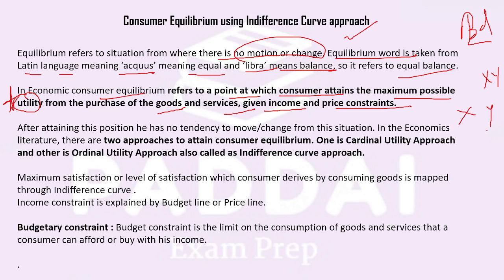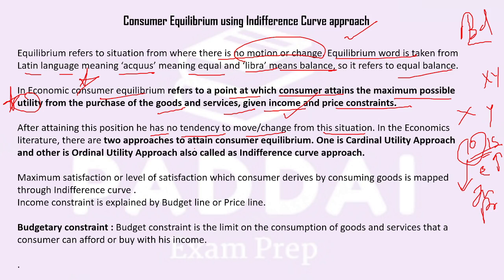So for X and Y, there would be a limit. Okay, fine. Final: 10 goods of X, 15 of Y. No, I cannot decrease X, I cannot increase Y. This is equilibrium. So at this point, at a given income and constant prices, I am ready to purchase this combination of the goods giving me the same satisfaction. So this is called an equilibrium. Please learn this definition by heart. After attaining this position, he has no tendency to move or change.